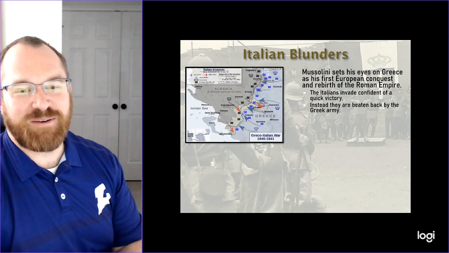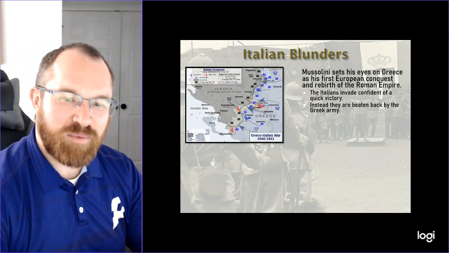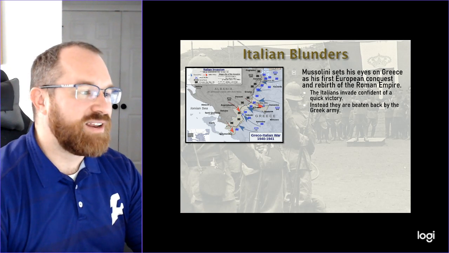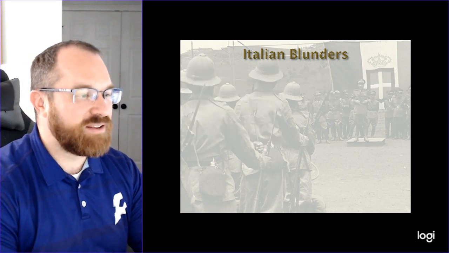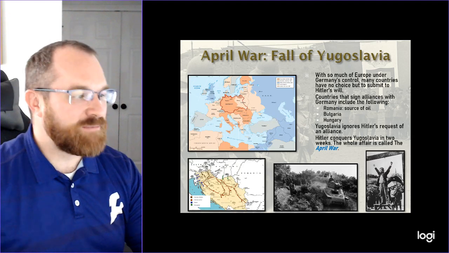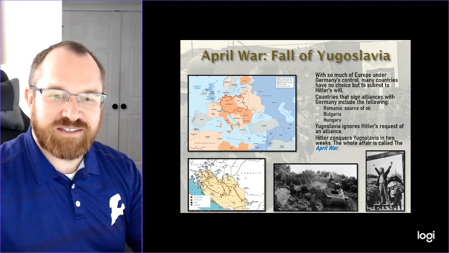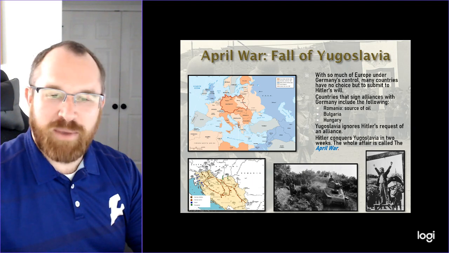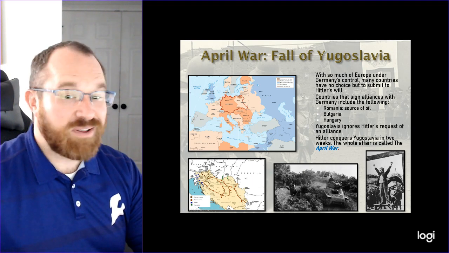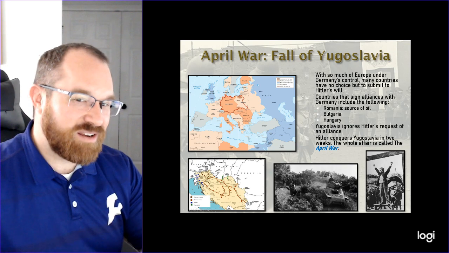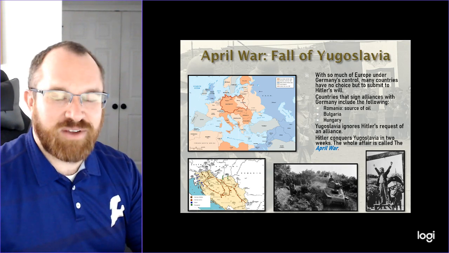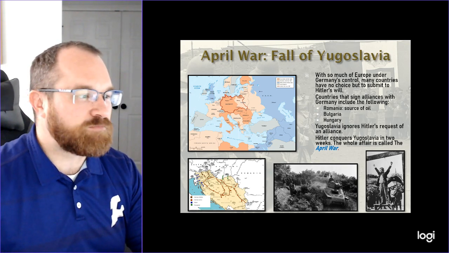One of the areas that was a major part of the ancient Roman Empire was Greece. Now, Italy already controlled Albania. Let me go back to this slide really quick. Notice how Albania right here is the same color as the Axis powers. It's because Italy actually took over Albania in the 1930s. It's one of the things that was an appeasement issue that I did not talk about earlier, where Italy invades Albania and the world does nothing about it.